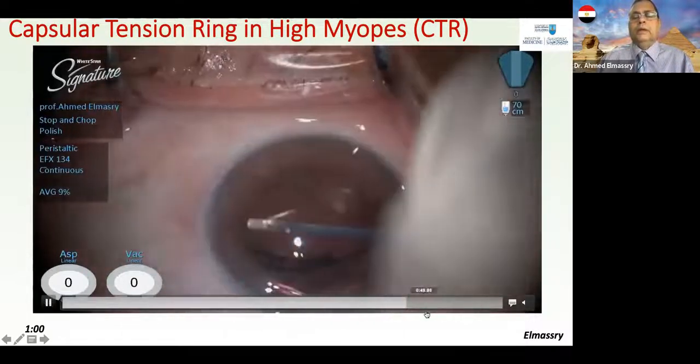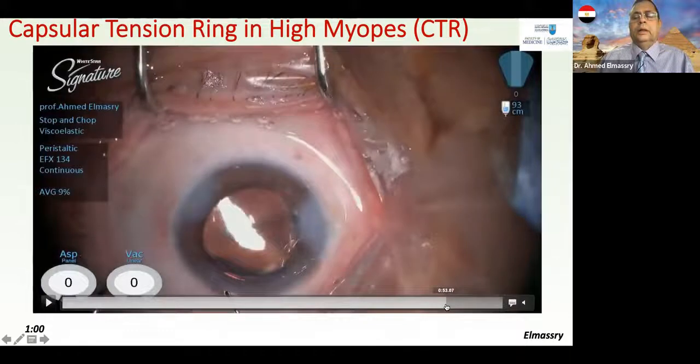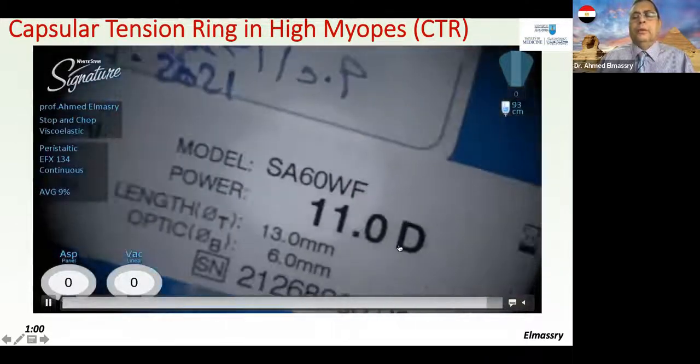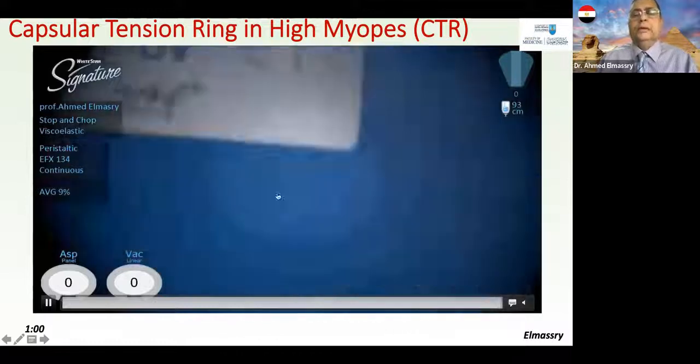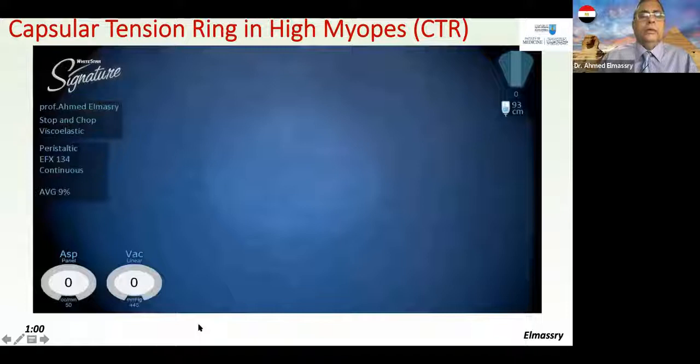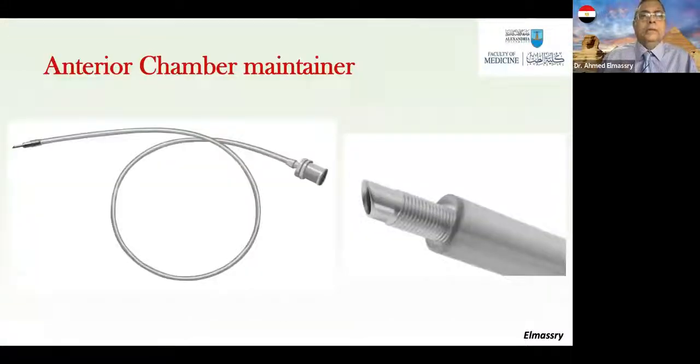As you see here, in this case we inserted the ring. Just to note, this patient has high myopia. It was a +11, and we inserted one of the premium IOLs for it. We found that the insertion of capsular tension rings in these patients gives a more predictable refraction, as it gives a more effective lens position prediction.